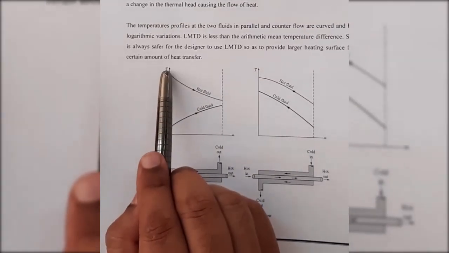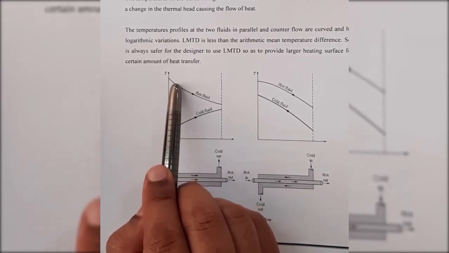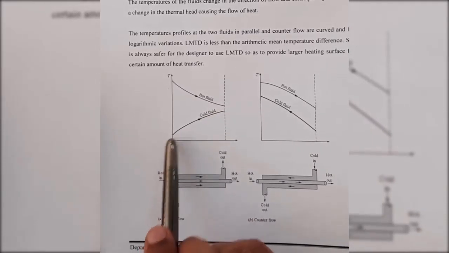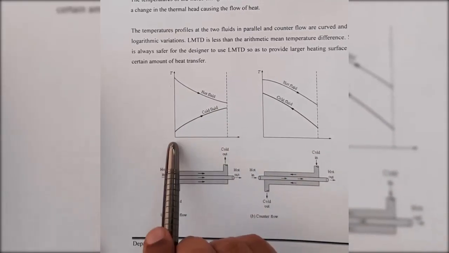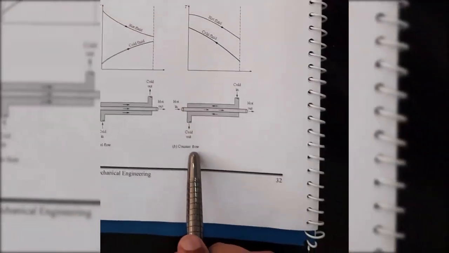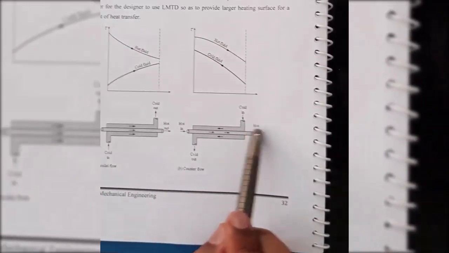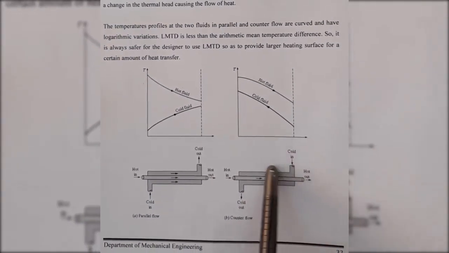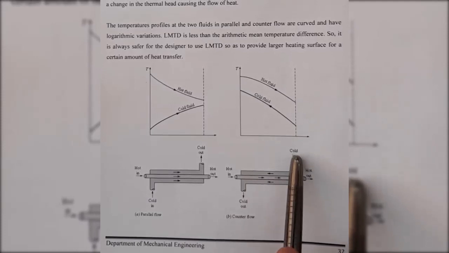As the hot water flows through the length, what happens? The hot fluid is losing the temperature, whereas the cold fluid, as it moves along the length from inlet to outlet, is gaining the temperature. Similarly in counter flow, the hot water direction is same, but the cold water is coming from the opposite side. The hot water is going from this side and cold water is going from this side.